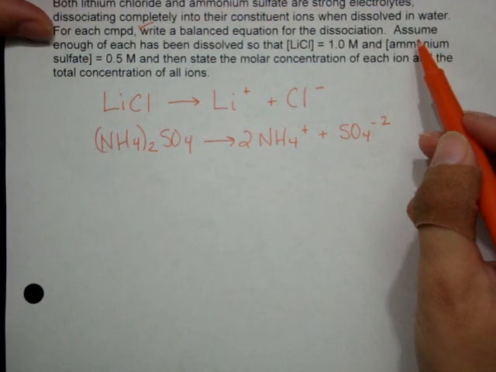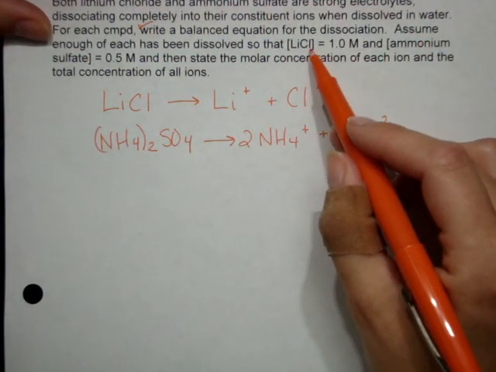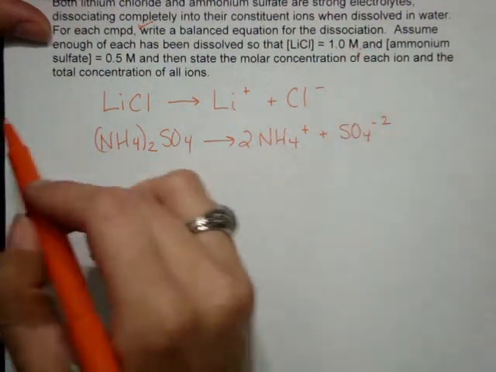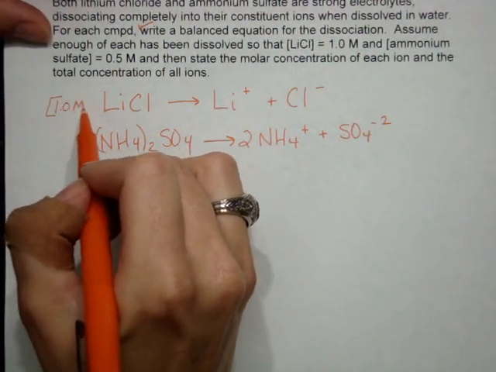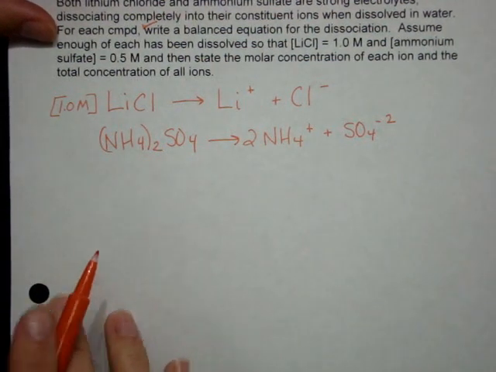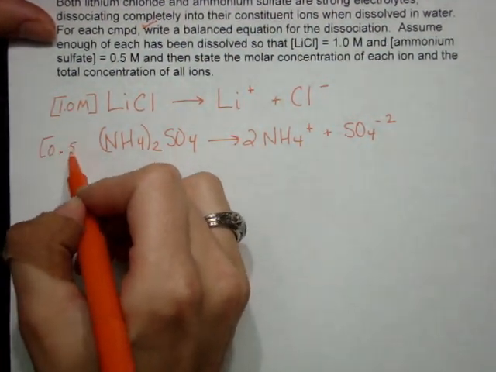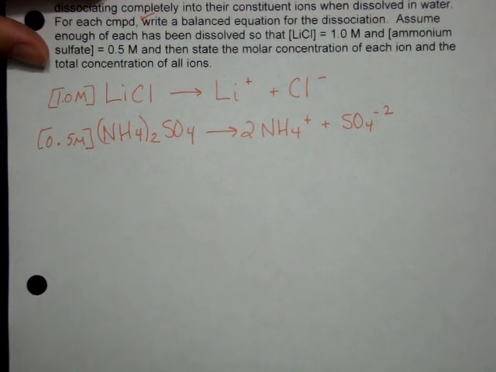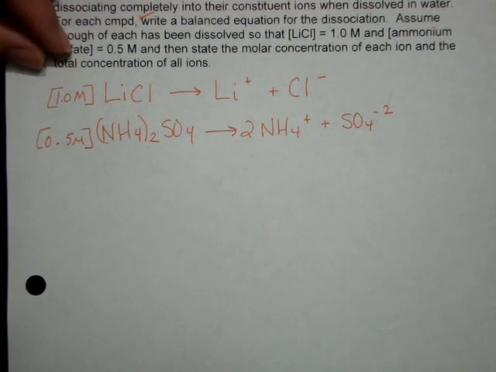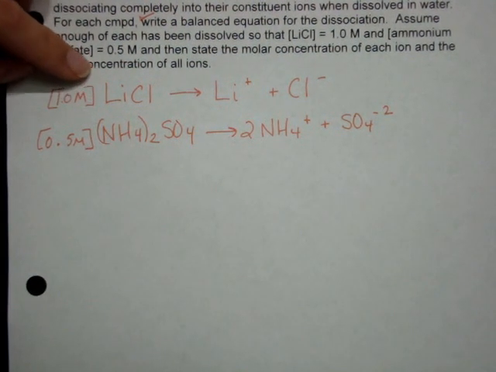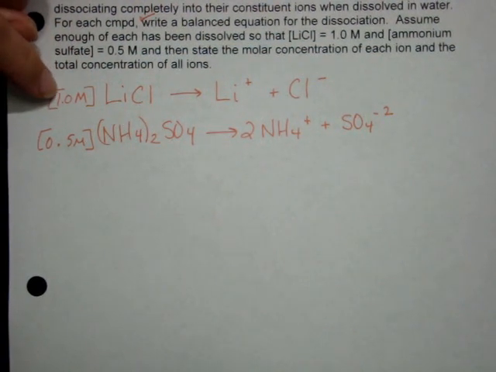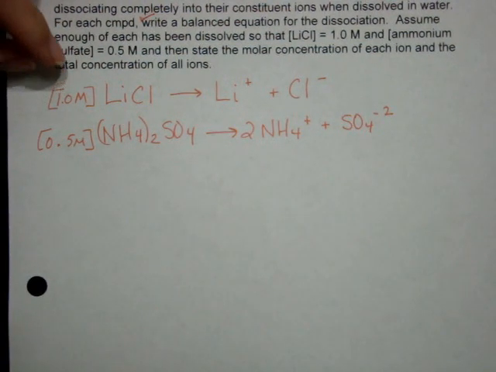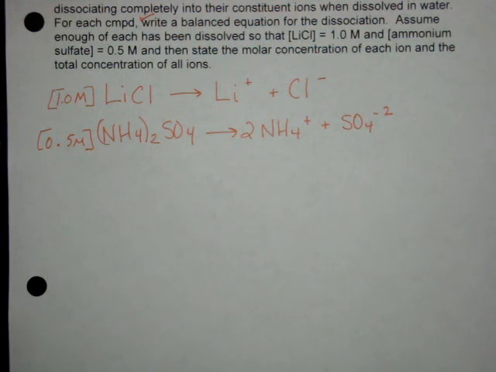Next it says, assume enough of each has been dissolved so that the concentration of the lithium chloride is 1.0 molar and the ammonium sulfate concentration is 0.5 molar. Then state the molar concentrations of each ion and the total concentration of all the ions. All right, so first we have to look at each individual ion. If something is a strong electrolyte and dissociates completely, its overall concentration is going to be split, but sort of remain the same.